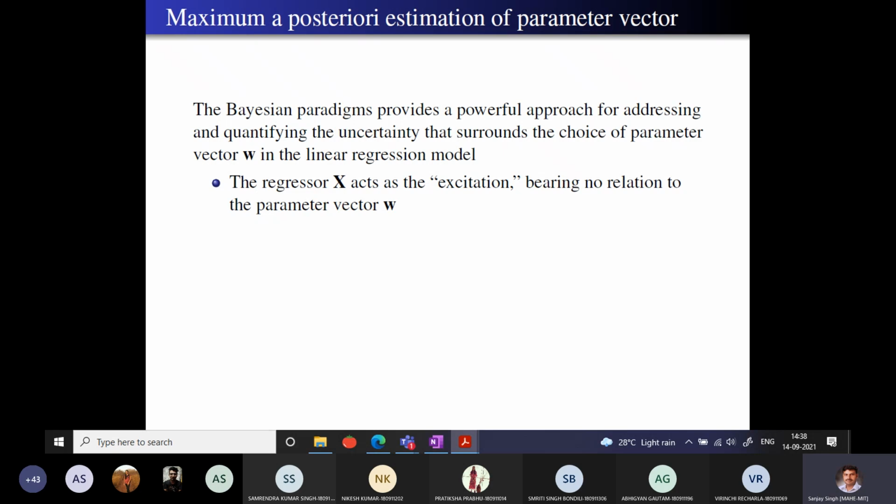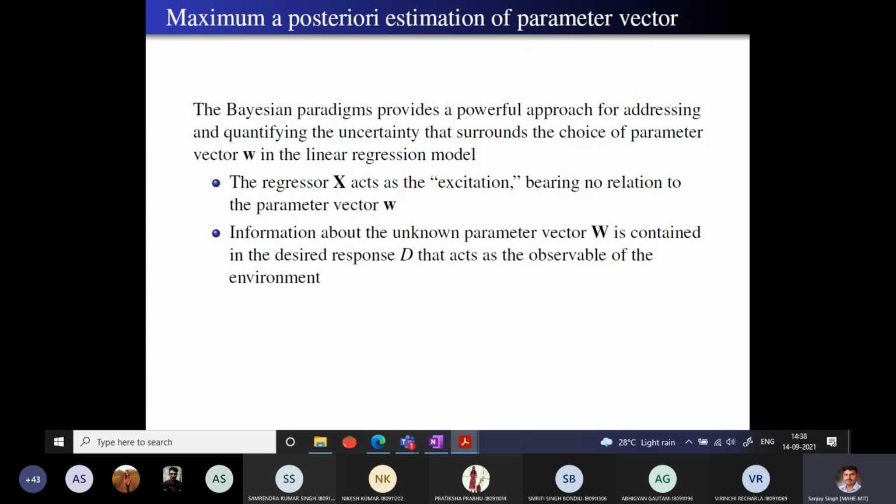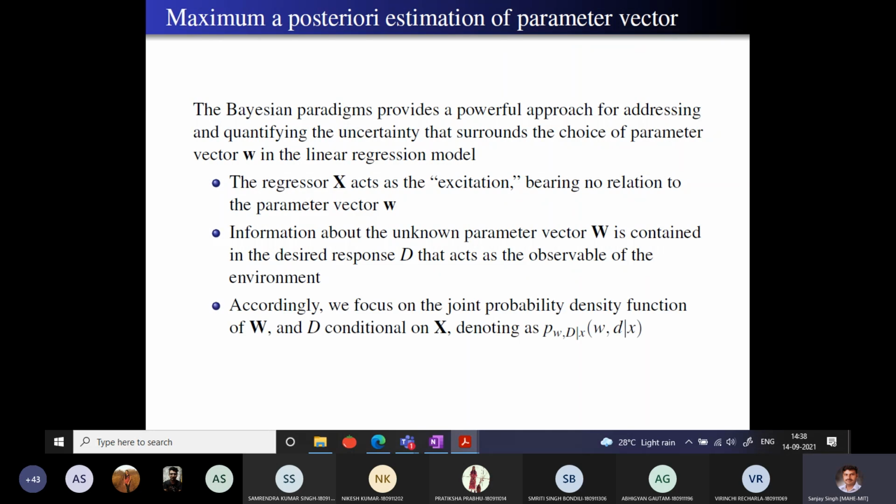So the regressor acts basically as an excitation. When I say excitation, it means it has no relation to the parameter vector W, because this X does not decide W. What decides the value of W is the information about the unknown parameter vector W contained in the desired response, which acts as an observable for the environment. So basically, the information for W is actually in D. Accordingly, we focus on the joint probability density function of W and D conditional on X.